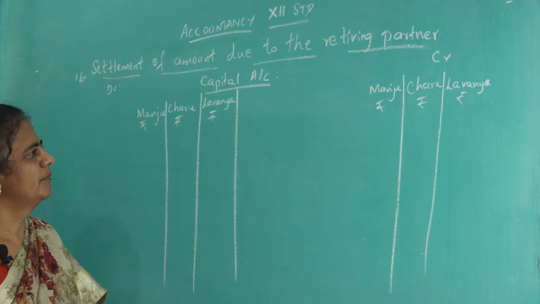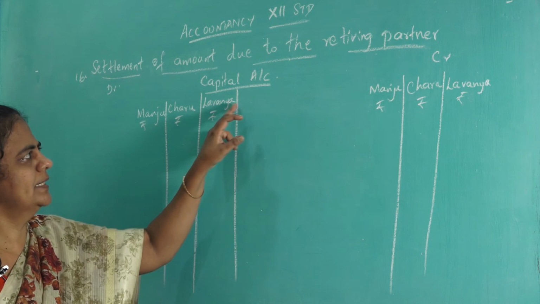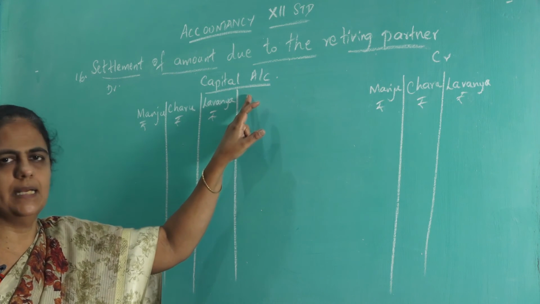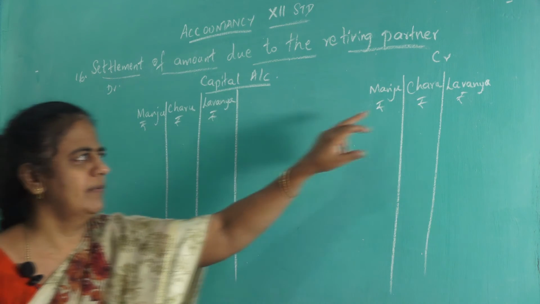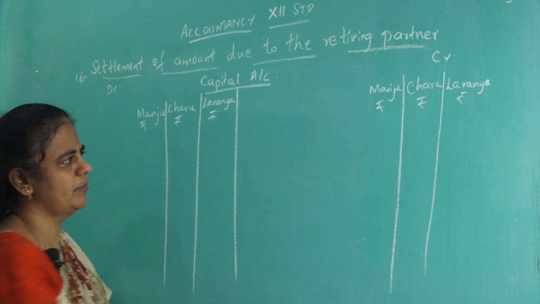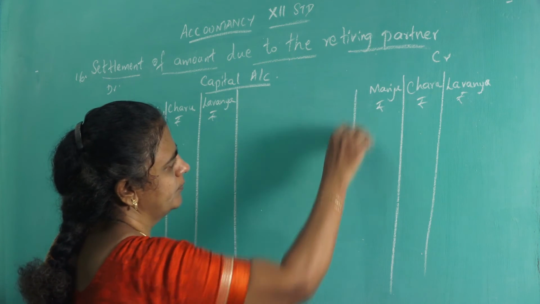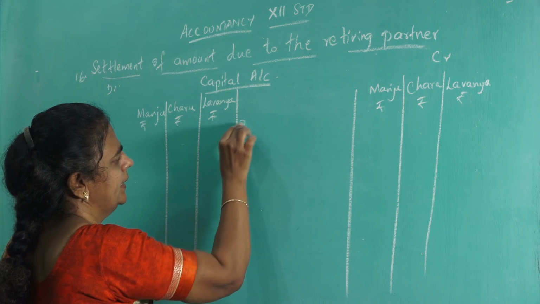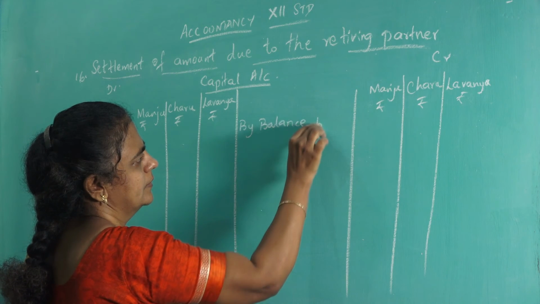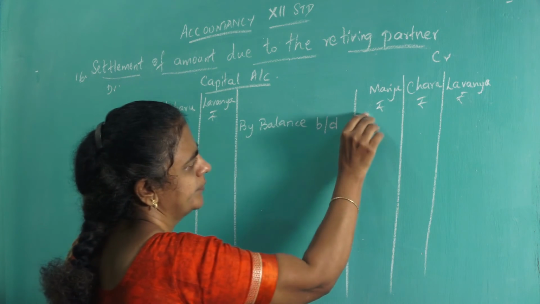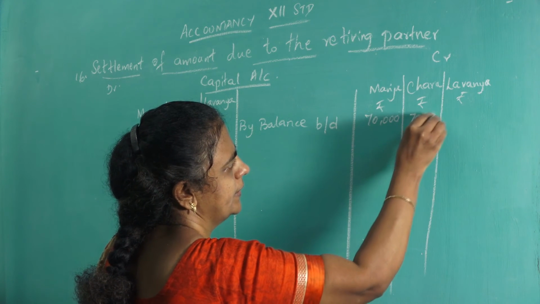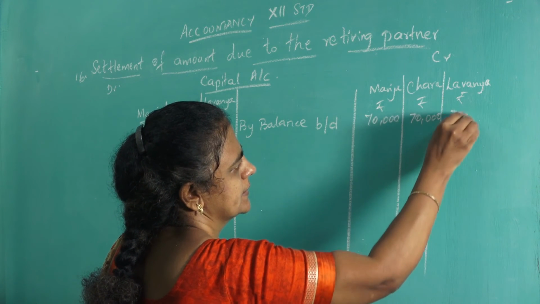okay. So as soon as you open the capital account, what is the first thing you have to keep in mind? Capital is a liability. All liabilities will have credit balance. So the opening balance from the balance sheet, you have to bring it from the balance sheet. You have to write like this: by balance brought down 70,000, 70,000, 70,000.